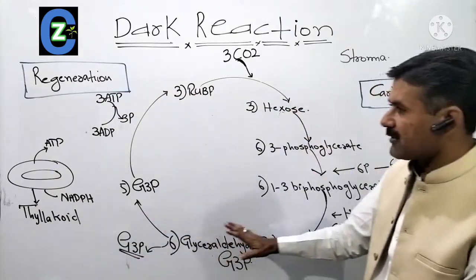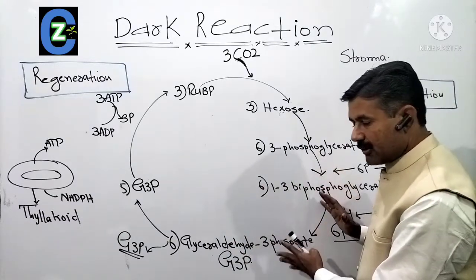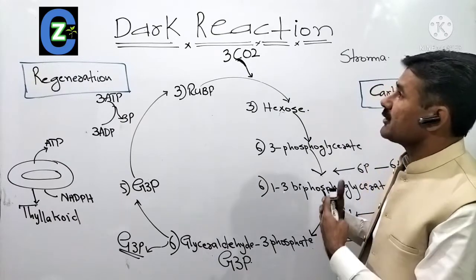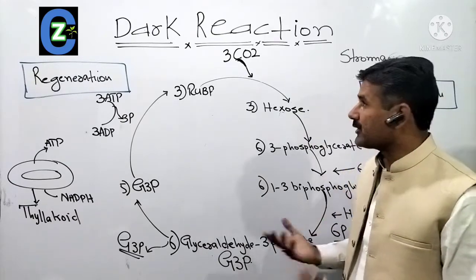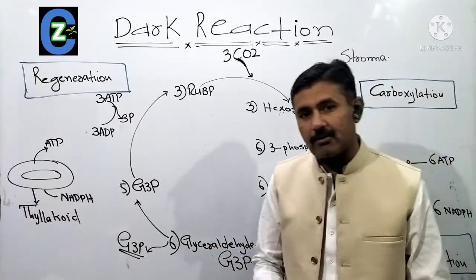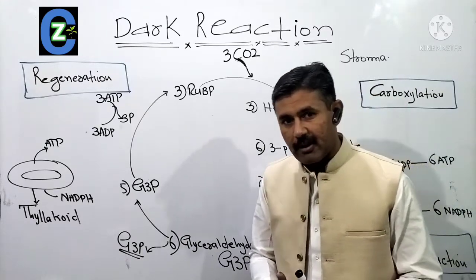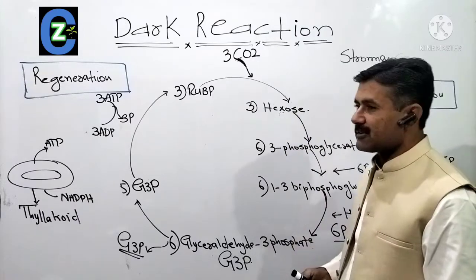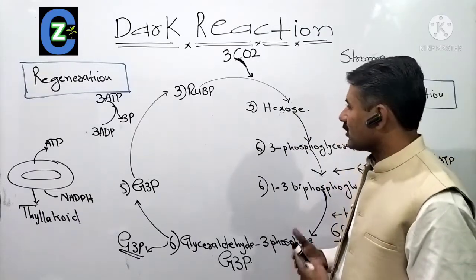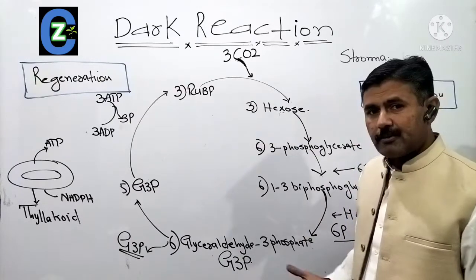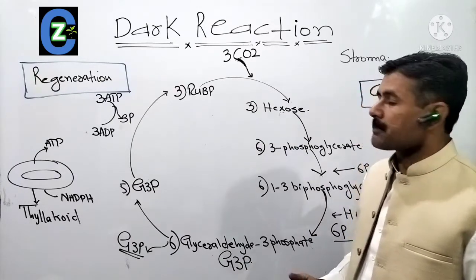And within this stroma of chloroplast, another process can take place. That process is said to be dark reaction. We also call this process a light independent reaction, because in this process light is not required. And to respect the name of a scientist, we also term it the Calvin cycle. What happens during dark reaction?